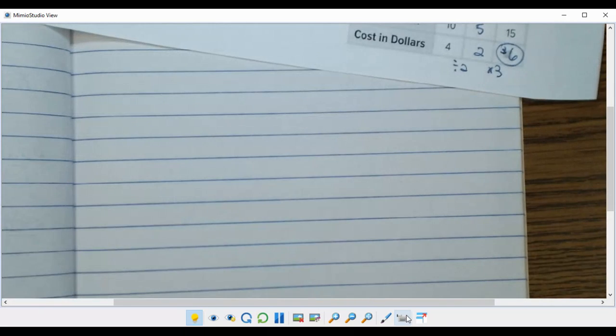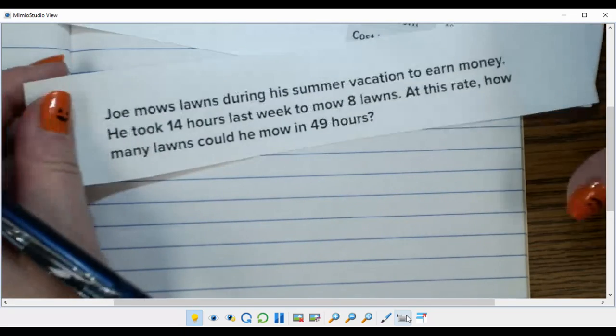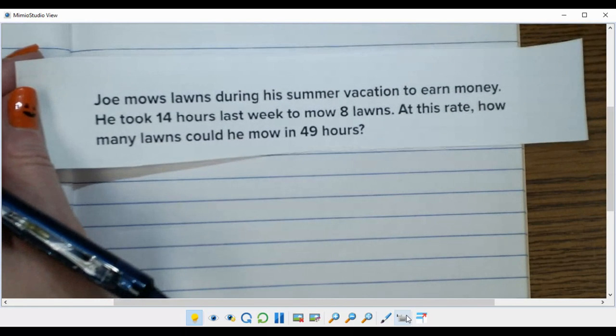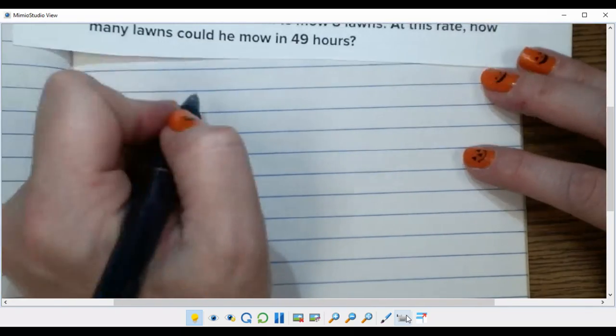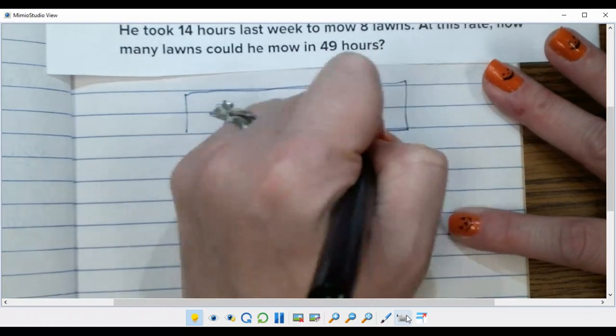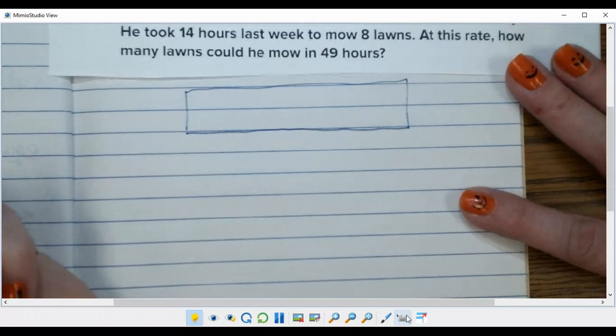All right, one more. Joe mows lawns during his summer vacation to earn some money. He took 14 hours last week to mow 8 lawns. At this rate, how many lawns could he mow in 49 hours? I don't know, I'm looking at those numbers and none of them feel like they go together. Let's see what we can do. So we'll set up our table, and I usually make it bigger than I need to because I write big.